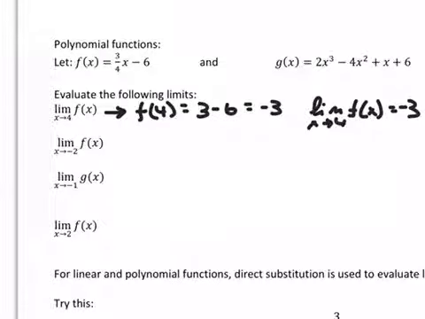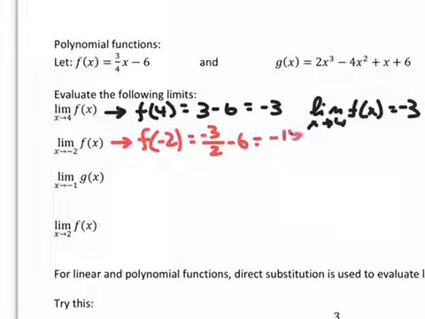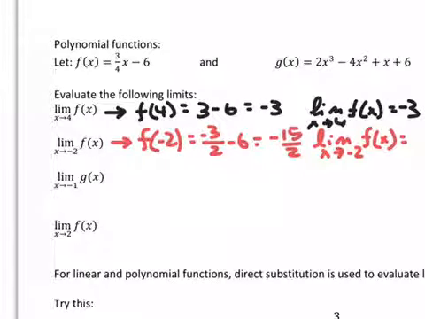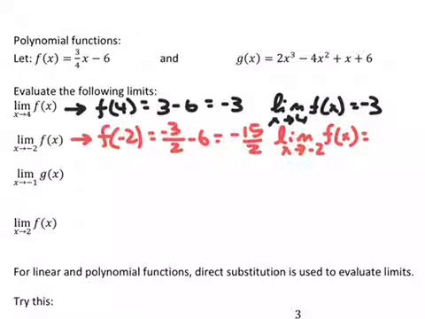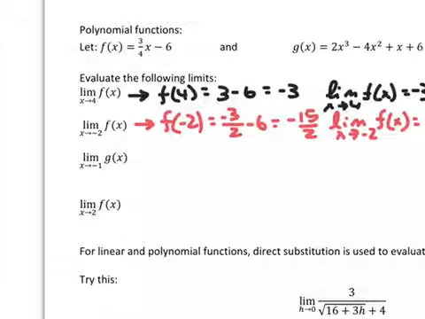Likewise for the next one, this would just require us to use an input of negative 2. And when we input a negative 2, we get a negative 3 halves minus 6, which I believe comes out to be negative 15 halves. So again, the limit as x goes to negative 2. This is a two-sided limit. Right? We're not testing one side at a time. We're just testing and evaluating this limit. We get negative 15 halves.